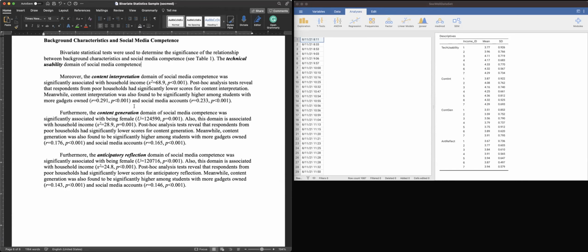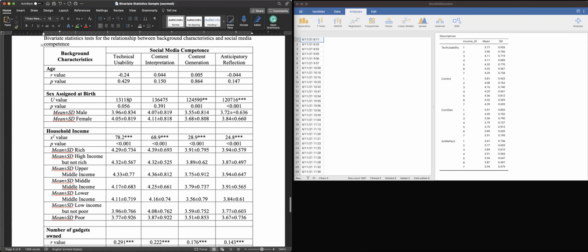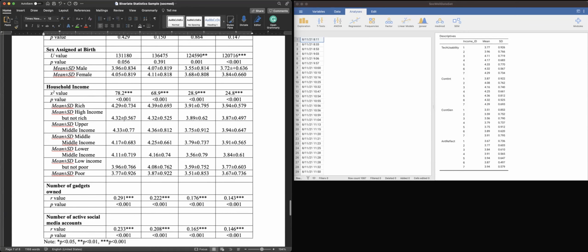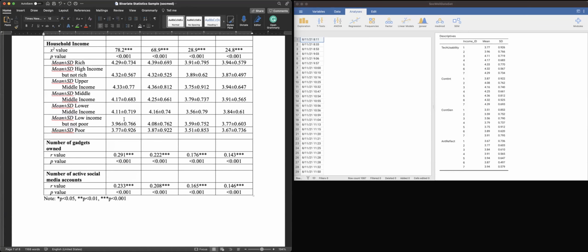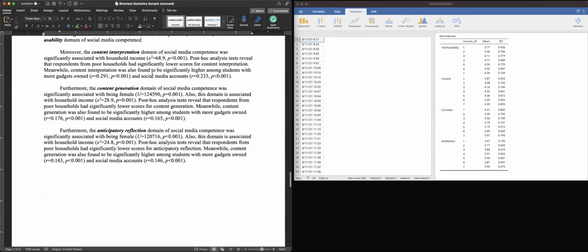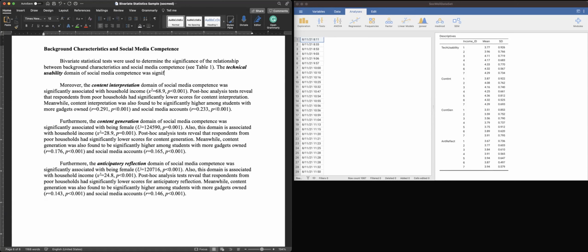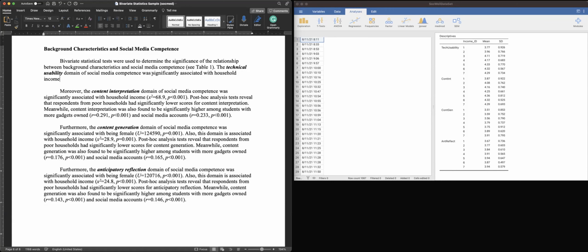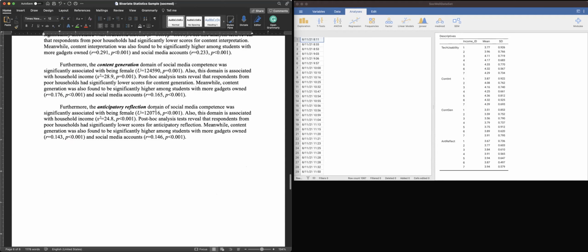And then you investigate which one is correlated or associated with household income, number of gadgets, and number of active social media accounts. Okay, so let's see. So social media competence was significantly associated with household income, right? And then based on our testing earlier, post hoc analysis, and then you have to write the X squared value, and like here in the lower part, what is the X squared value and the p-value on the test statistics.